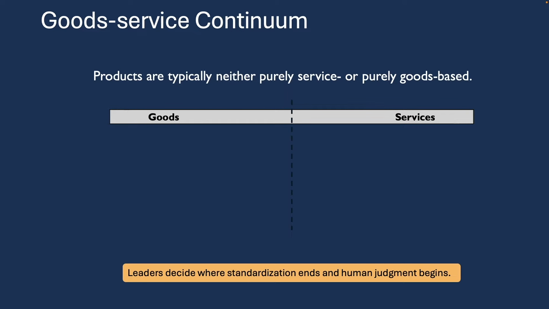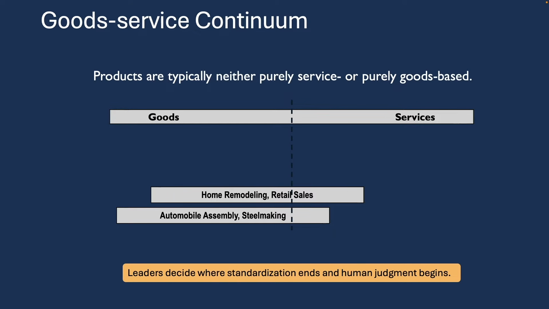Most products are neither purely goods or purely services. Organizations exist along a goods-service continuum, combining tangible outputs with intangible experiences. Auto assembly and steel making are examples that are mostly goods. Home remodeling, retail sales are goods with a little bit more service. Computer repair or a restaurant meal is really a mix of goods and services.